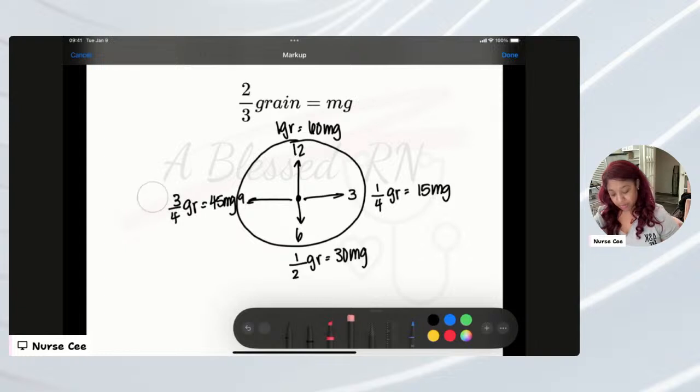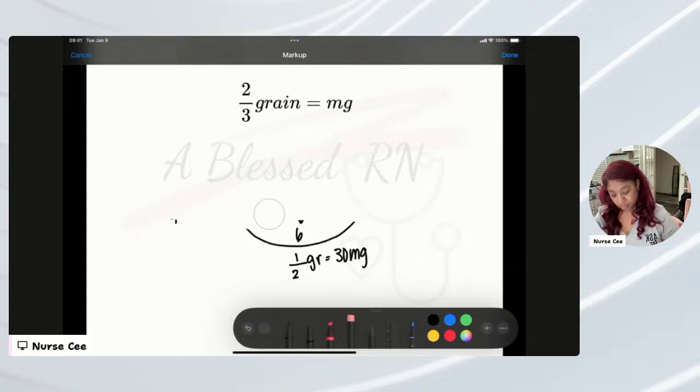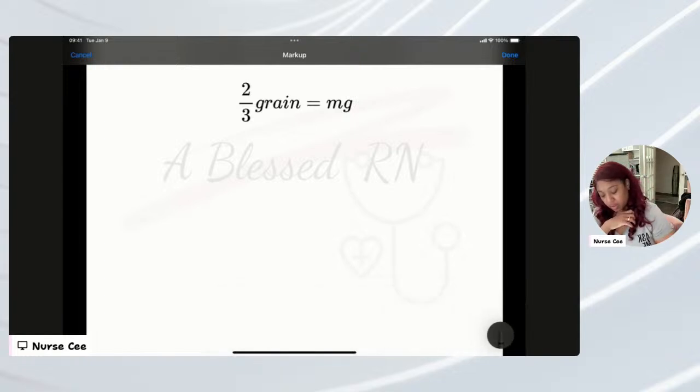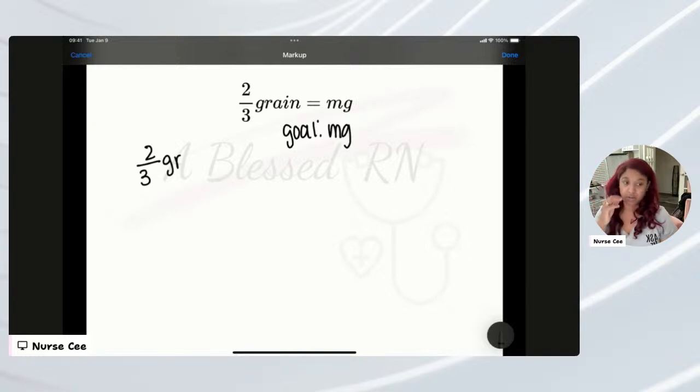All right. If our goal is milligrams, we know we have 2/3 grain. Well, that's not on the clock, but that's okay. It should be in a textbook.